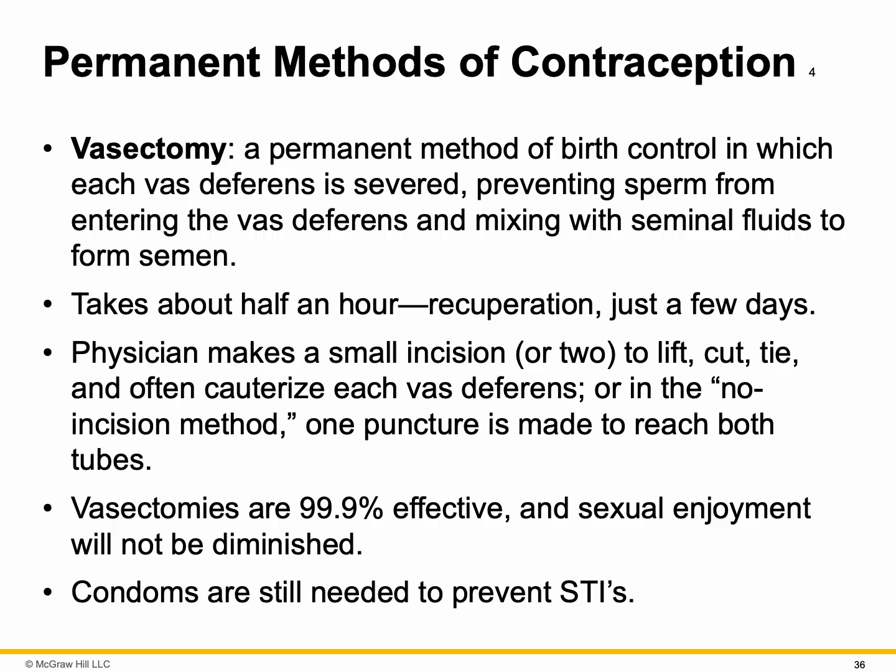Because it can take up to 3 months to use these last viable sperm that remain in the system, the couple should use another form of birth control until sperm are no longer present in their semen. So when this is done properly and effectively, vasectomies are 99.9% effective, and sexual enjoyment will not be diminished. However, condoms are still needed to prevent STIs and HIV if a person chooses to have a vasectomy.